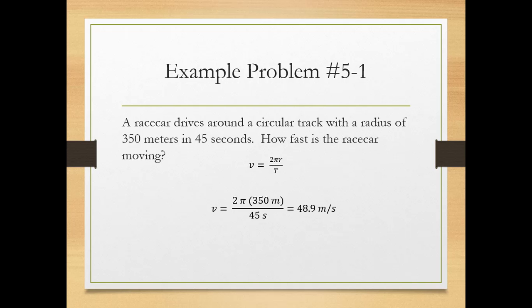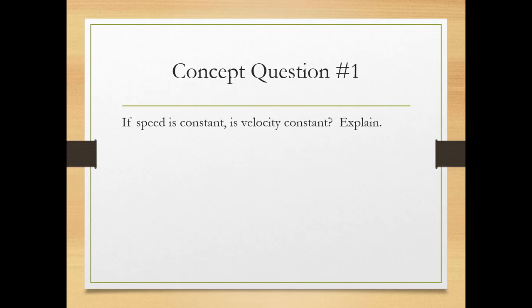This, of course, assumes that the race car drives at a constant speed throughout the entire motion. And when we talk about uniform circular motion, we're talking about objects that move in circles at constant speeds. So, a quick concept question. If speed is constant, does the velocity need to be constant? Explain your answer.